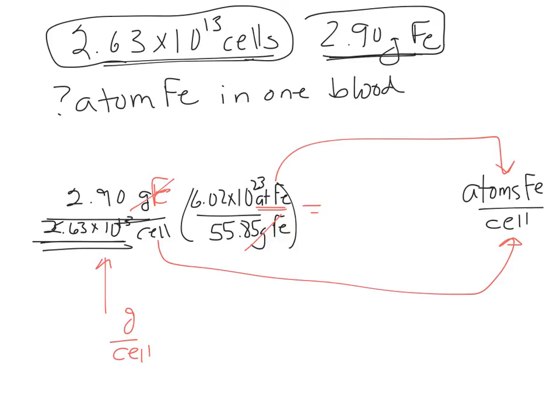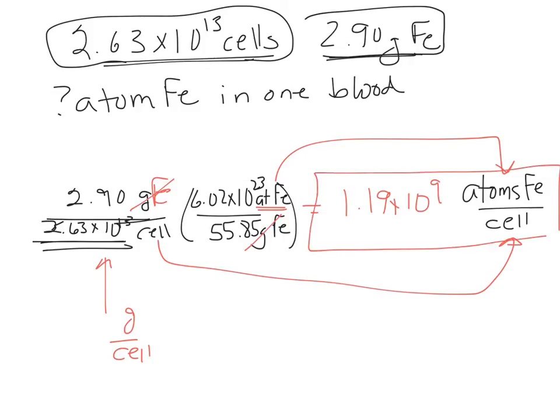All right, so what do we get? 1.19 times 10 to the 9th. Okay, atoms per cell. For most people, atoms of iron.